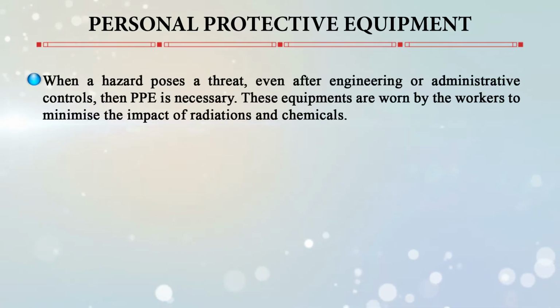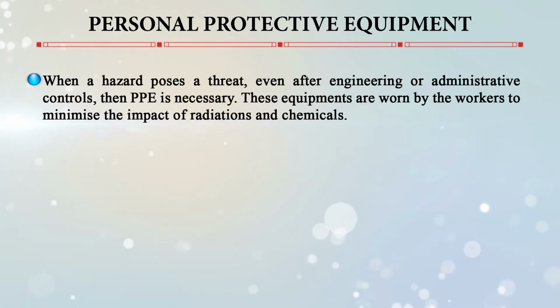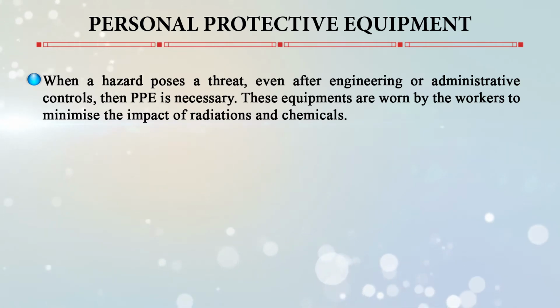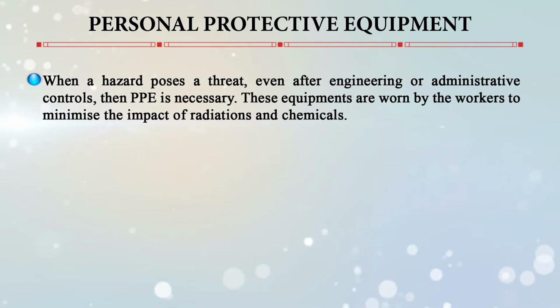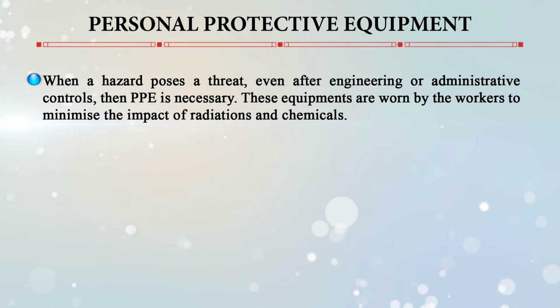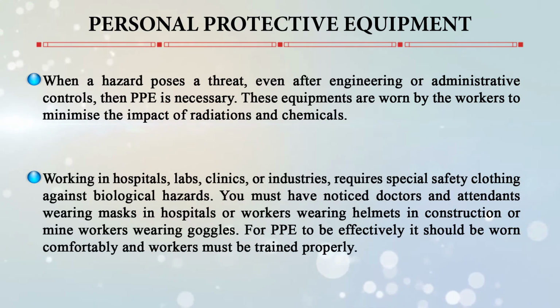When a hazard poses a threat, even after engineering controls and administrative controls are in place, and even then if it is not effective, then we need to wear the PPE kit. This equipment is worn by workers to minimize the impact of radiation, chemicals and biological infectious agents. Working in hospitals, labs, clinics and industries all requires special safety clothing against biological hazards.